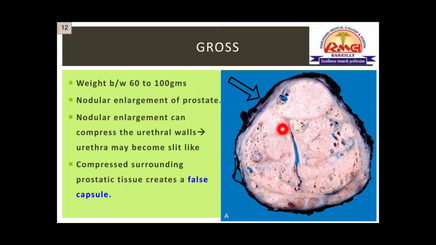See, this is the transverse section of the prostate, and these are the nodules which are formed in the prostate because of the increased growth of the prostatic tissue, and this is compressing the urethra. You see the urethra here has become slit like, and the compressed prostatic tissue at the periphery forms a false capsule. So this is the gross description which is seen in case of nodular enlargement of the prostate.